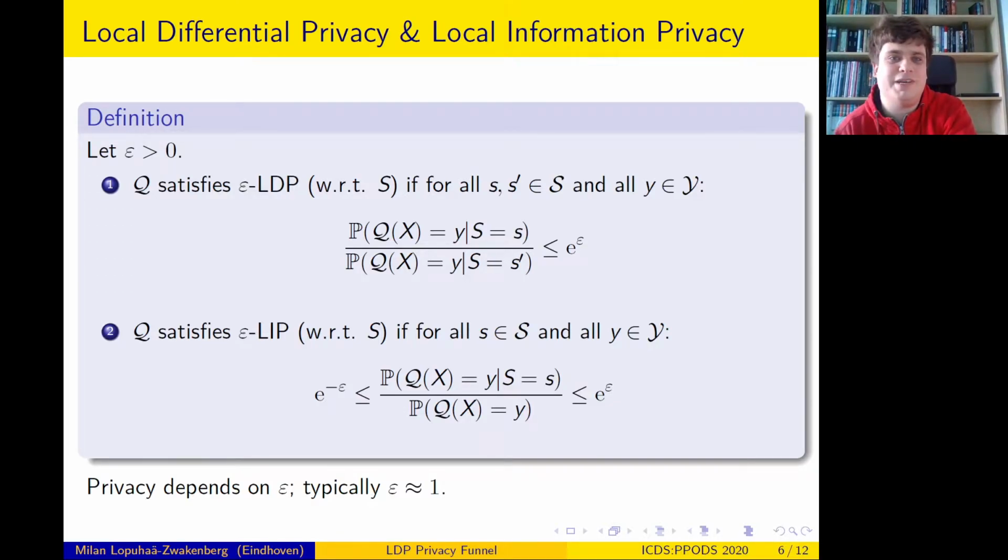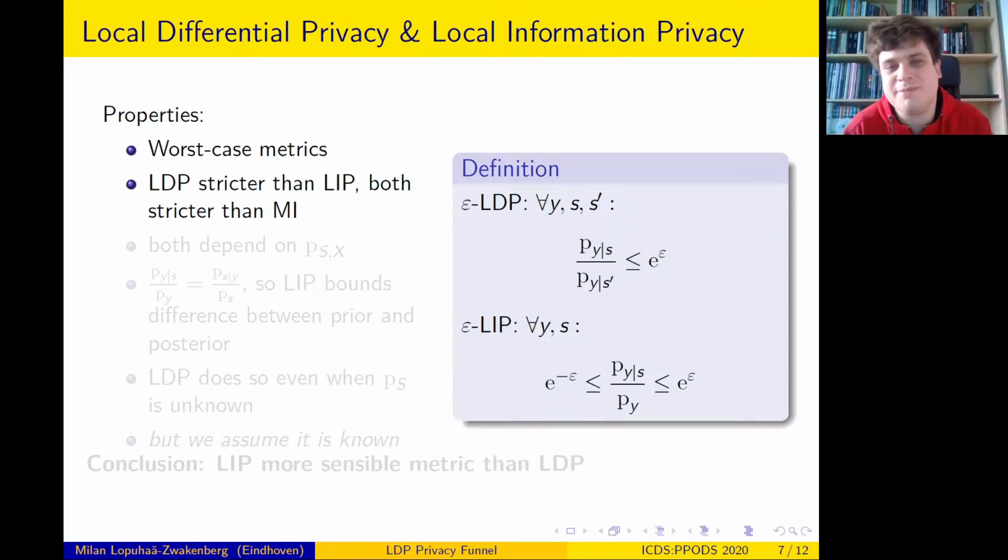Some facts about these metrics. I have summarized them here to your right for your convenience. Both of them are worst case metrics. So they say that no matter what the input is and no matter what the secret value is, you always have certain privacy guarantees. And that is very nice, because that means that we protect the data from all of our users. We also have that epsilon LDP is stricter than epsilon LIP. So if you satisfy LDP, you certainly satisfy LIP.